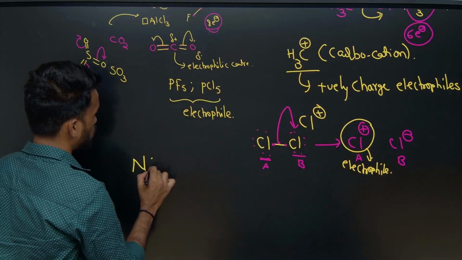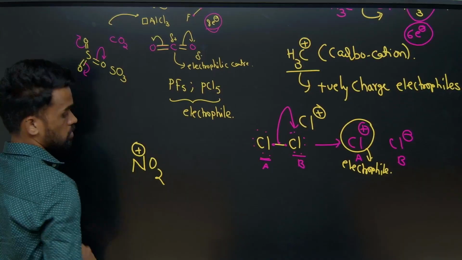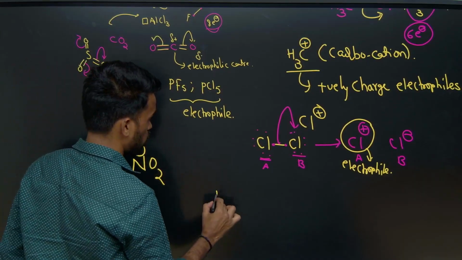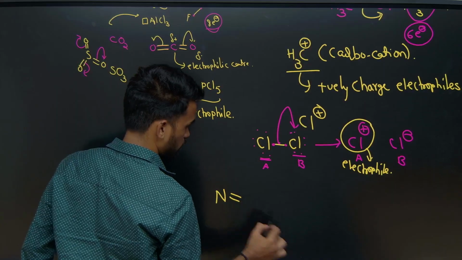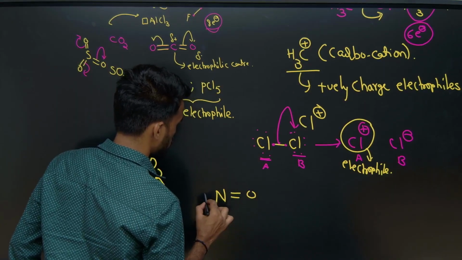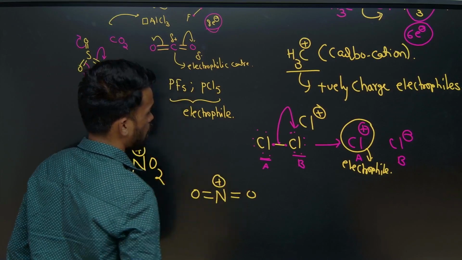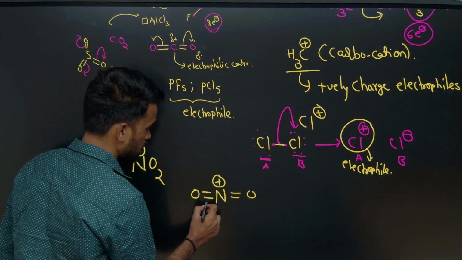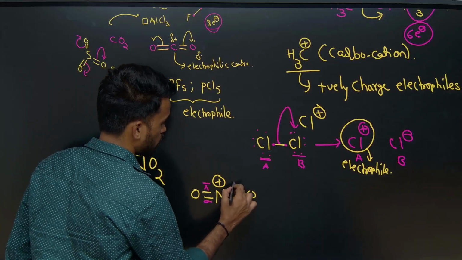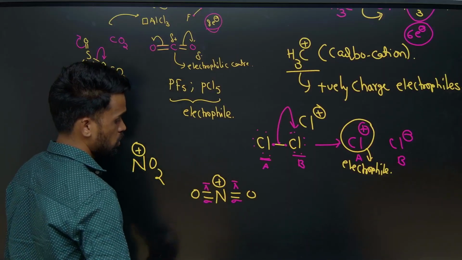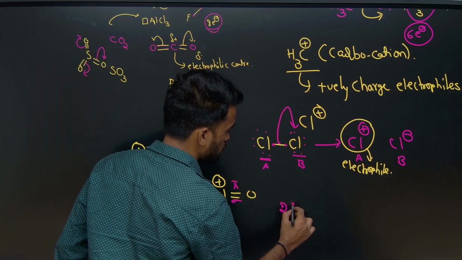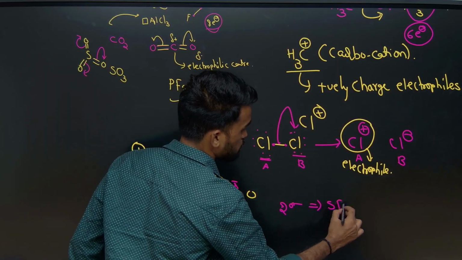So NO2 plus. This is also an electrophile only now. See, nitrogen with some positive charge on it. So what is the hybridization of this compound? See, how many sigma bonds are there? Here one sigma, one pi. Here one pi and one sigma, let us consider. So how many sigma bonds? 2 sigma bonds are there. So we can say this is sp hybridized.